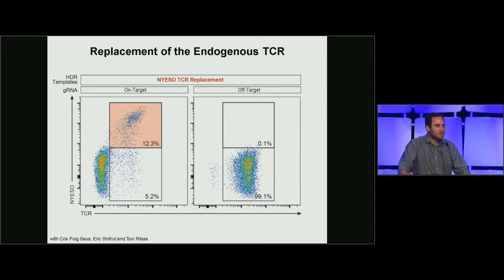The other benefit of the system is that because we're cutting in the TCR alpha constant region, we're actually knocking out the TCR in the majority of cells as a result of non-homologous end joining, we believe. So we're getting rid of most of the TCR alpha. So of the cells that remain TCR positive, the majority of those cells are now actually recognizing the defined antigen based on the TCR that we've knocked in.